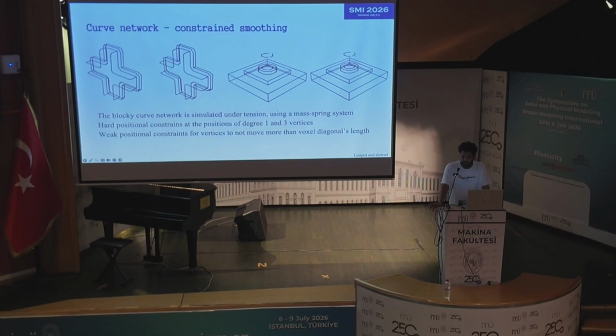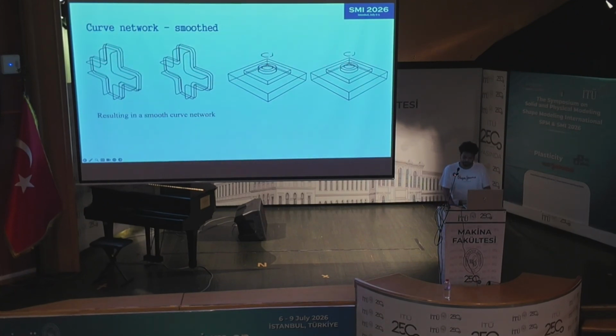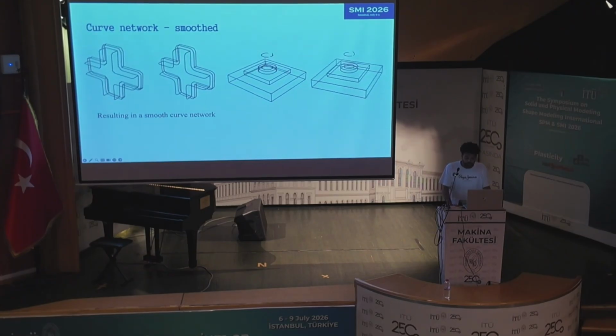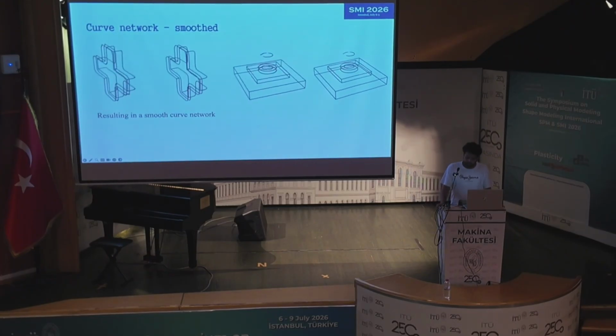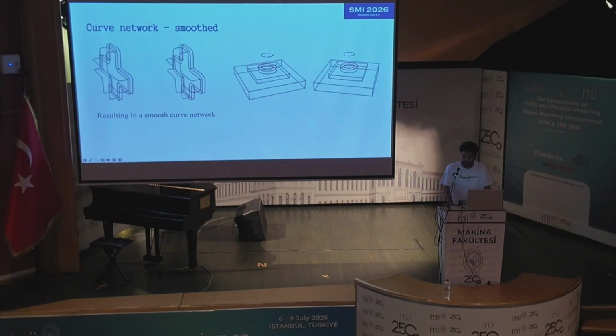We also employ weak positional constraints, allowing vertices to not move more than a voxel diagonal length from its initial position. And in addition to this, we do a final inflation mechanism to prevent any over shrinkage of under constrained closed loops. This results in a smooth curve network which acts as a basis for mesh smoothing.